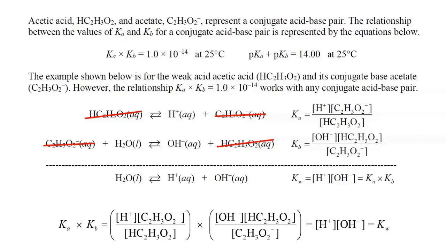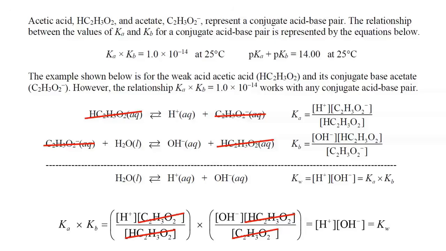So take a look at the bottom of this slide. If I multiply the Ka for acetic acid times the Kb for acetate, look what crosses off on the top and the bottom. I can cross off the acetate ion. I can cross off the acetic acid molecule, and what I end up with is H+ times OH-, or the Kw. So again, to summarize, when you have a conjugate acid-base pair, Ka times Kb equals the Kw, or 10 to the negative 14. This equation is on the AP Chemistry equations and constants sheet. I just wanted to explain how that equation works.